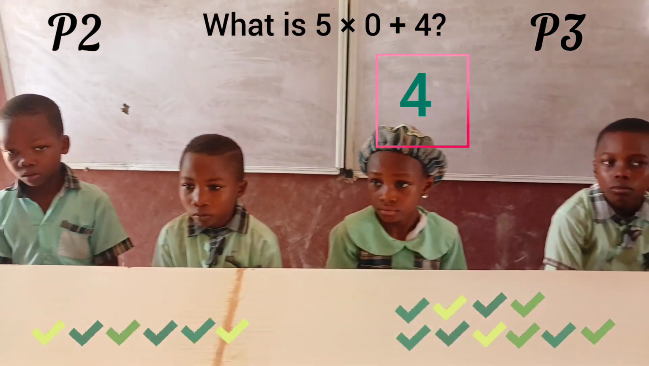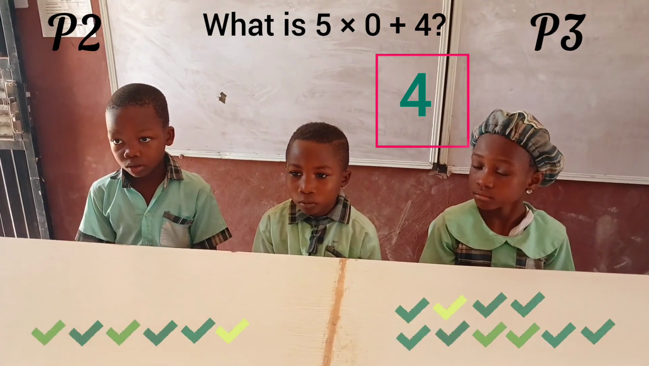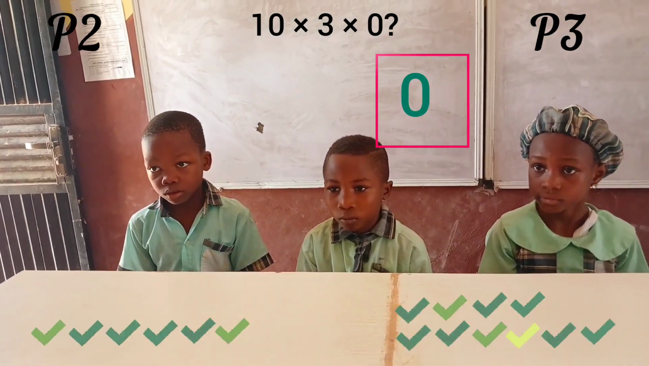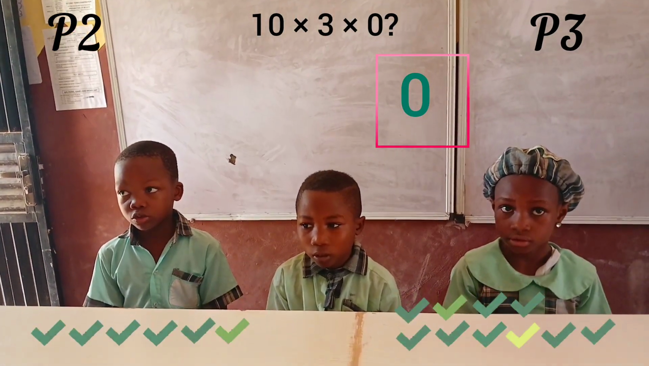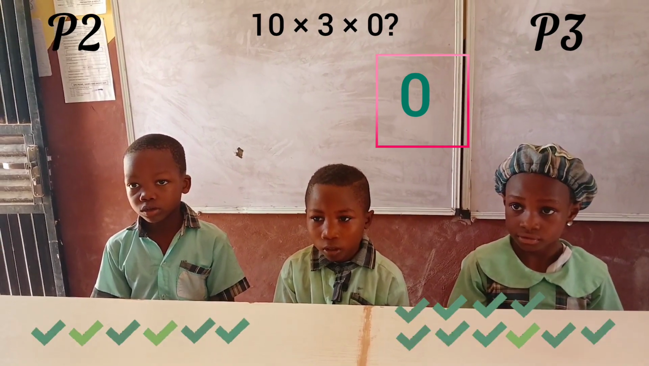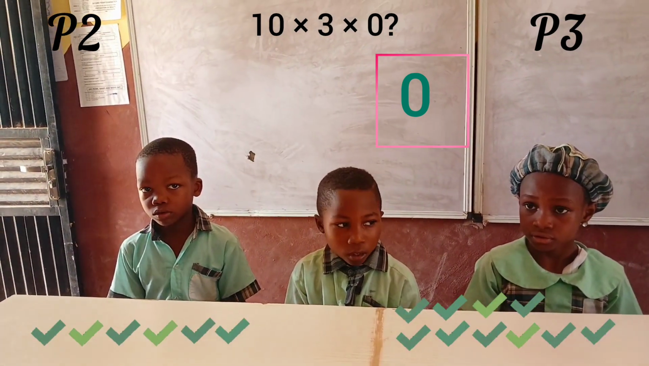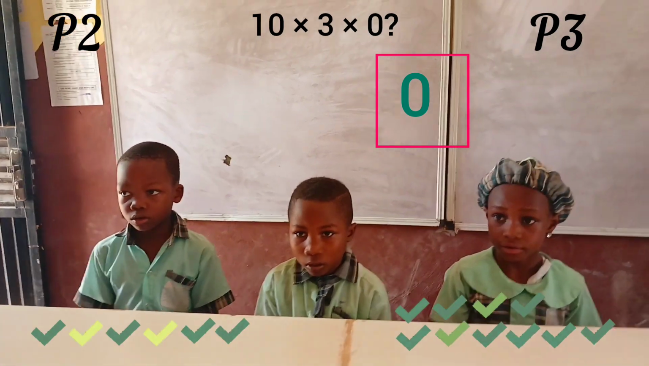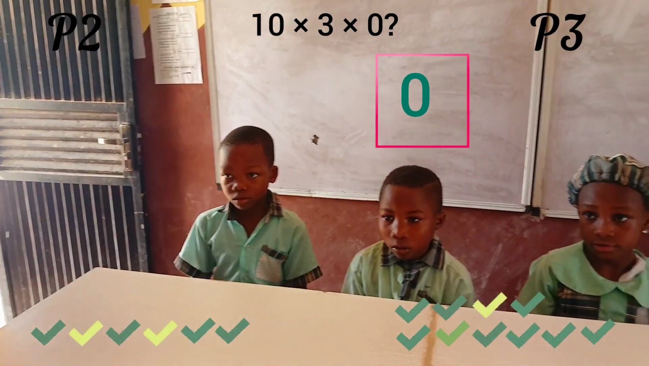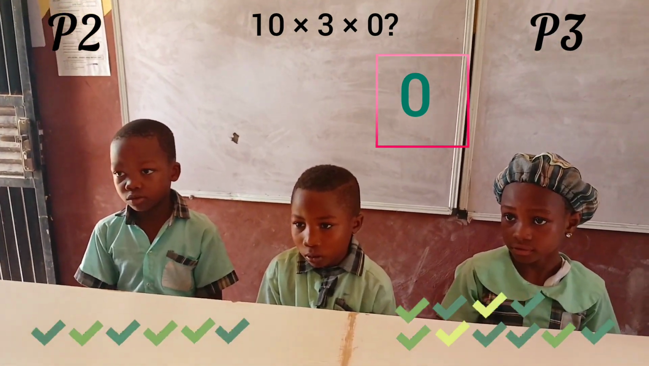Your question. What is 10 times 3 times 0? 200. What about you? 0. 0 is correct.